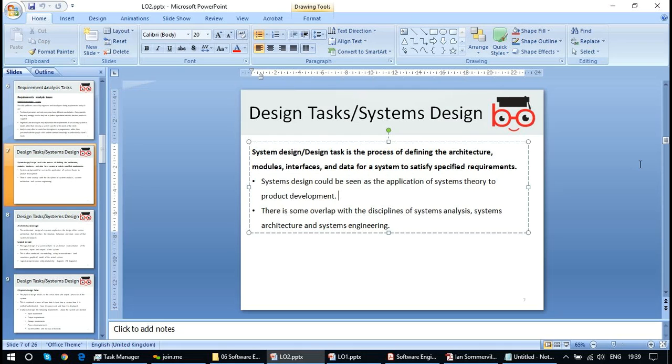Whatever you develop is based on a kind of theory. But there is an overlap of understanding between the analysis, architecture, and system engineering. So some of them have their own places.